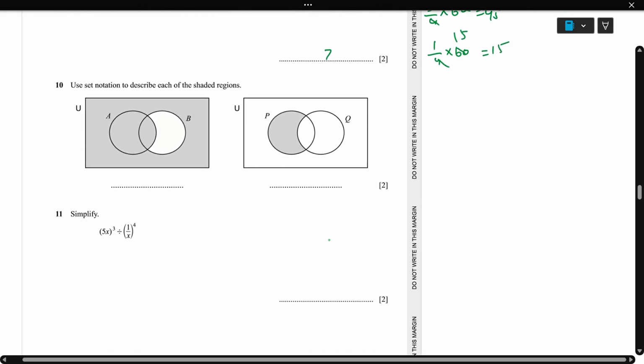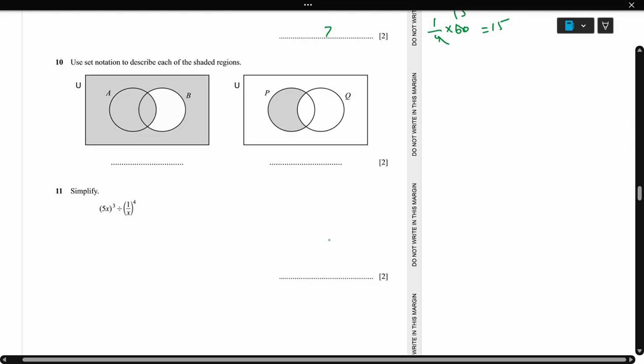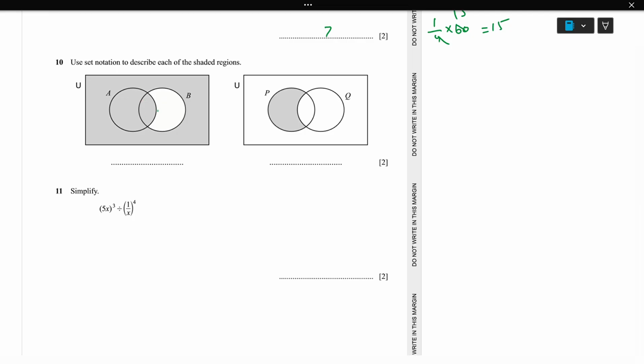Next, question 10. Use set notation to describe each of the shaded regions. So the first one, other than B, union with A. So we can write A union B complement. B is not there, but union with A, so the union should be covered. The next one, other than Q, intersection with P, so P intersection Q dash. Other than Q means the entire area comes, intersecting with P. That's correct.